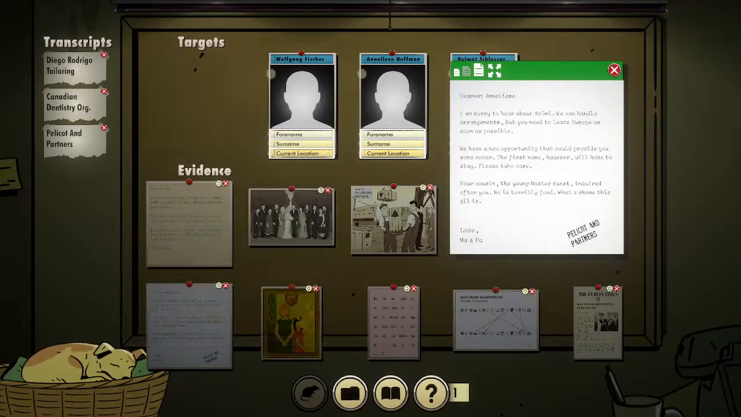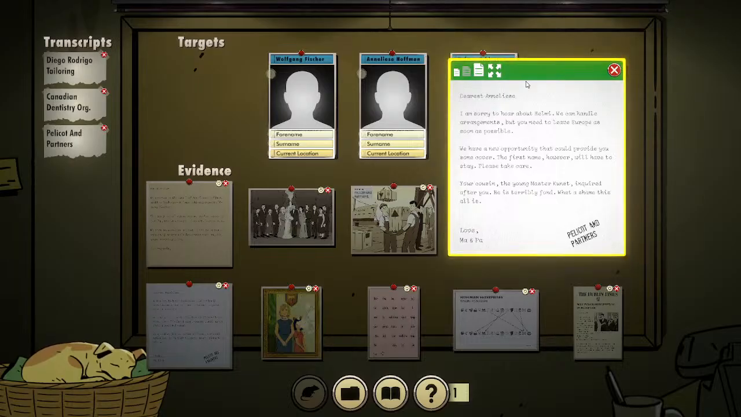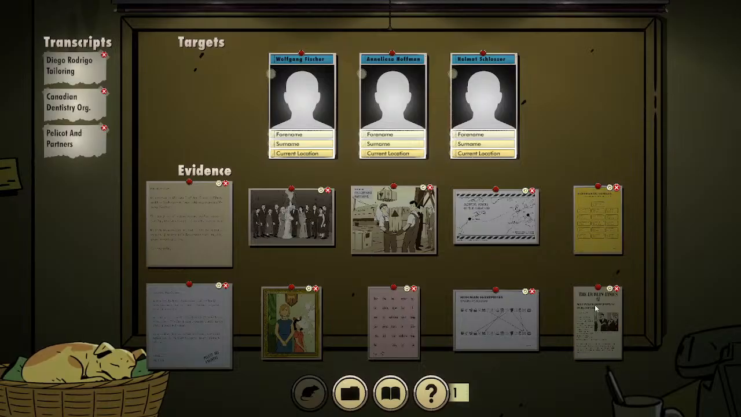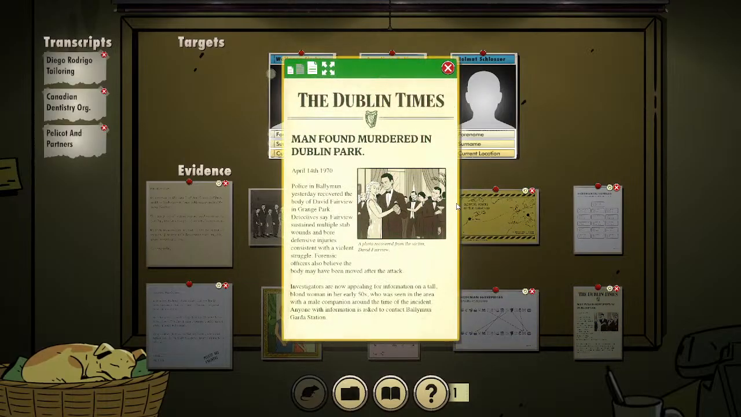Let's put in Annalise's parents wrote a letter saying a new opportunity could provide her with cover, but the first name would have to stay. However, I can't select Annalise as a first name. It's interesting. So maybe they're talking about someone else in a very roundabout way.